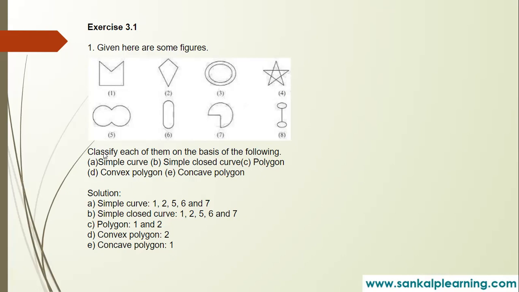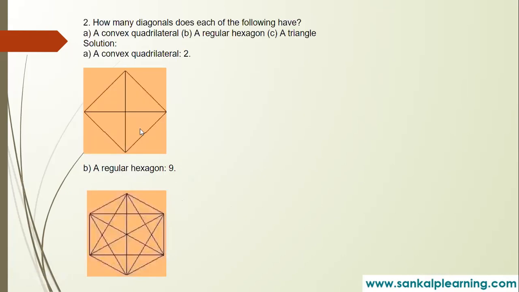Okay, children, we'll go to the next one. How many diagonals does each of the following have? First one, convex quadrilateral, then regular hexagon, and third one, triangle. Okay, children. So first come to the first one, A, convex quadrilateral. Convex quadrilateral means, as I just told you, each angle will be less than 180. So these are called diagonals, right?